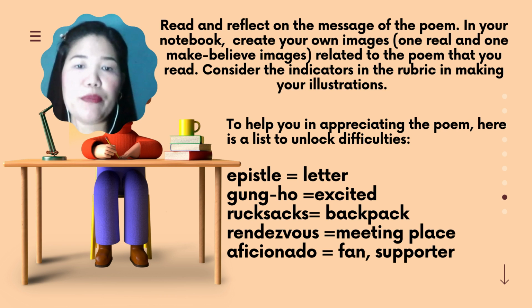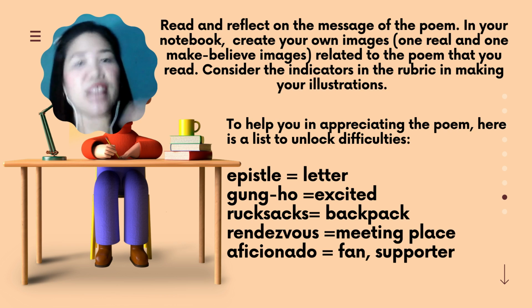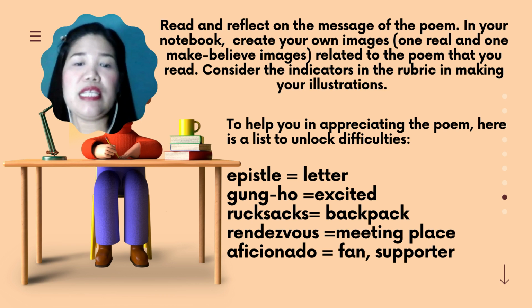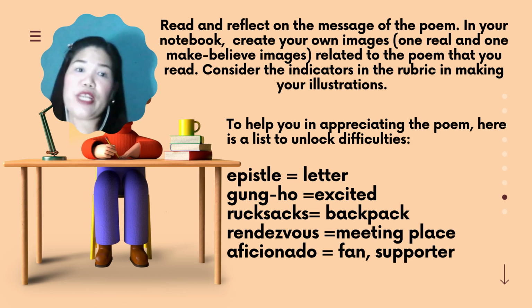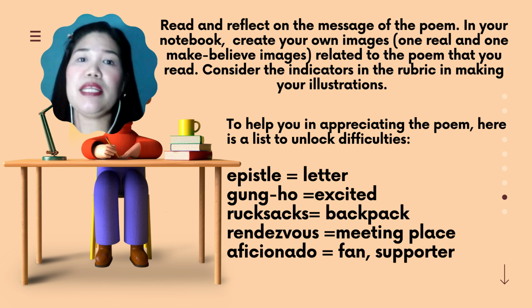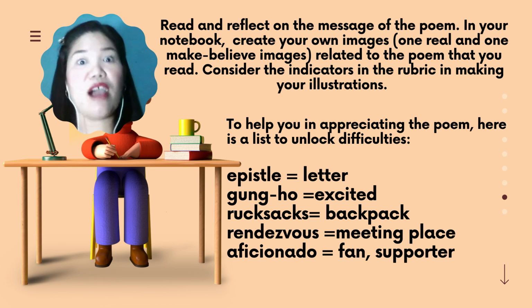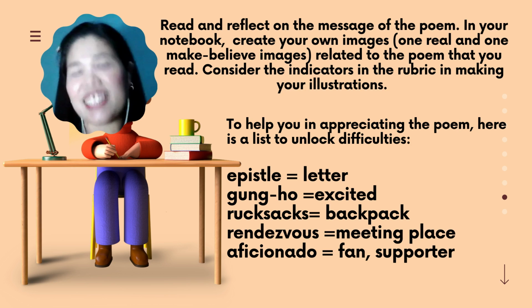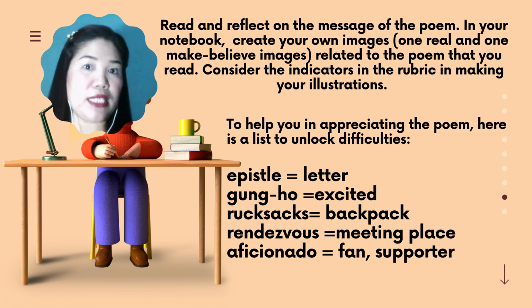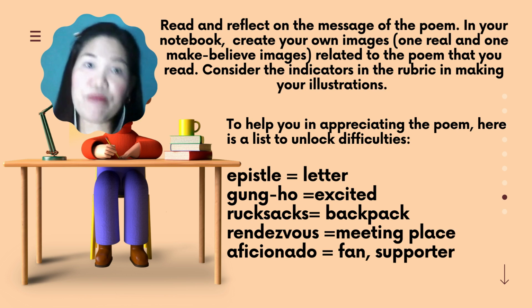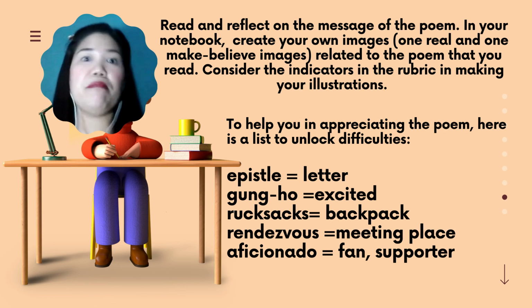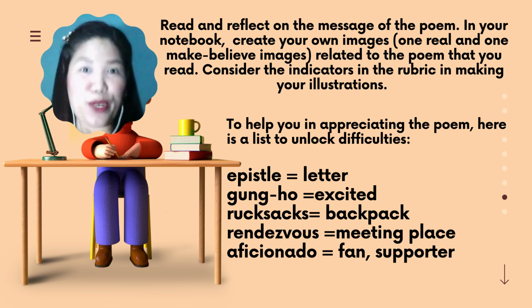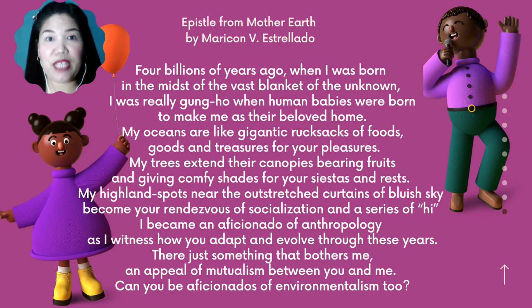To help you in appreciating and understanding the poem more, here is a list of words to unlock your difficulties. The first word is epistle. It means letter. Gung ho means excited. Rucksacks means backpack. Rendezvous means meeting place. And aficionado means fan or supporter. Now let us read the poem. Please read along with me.